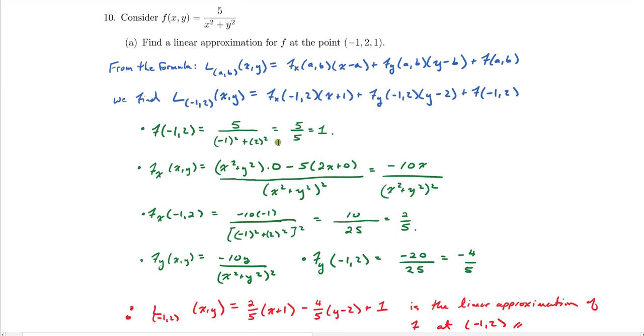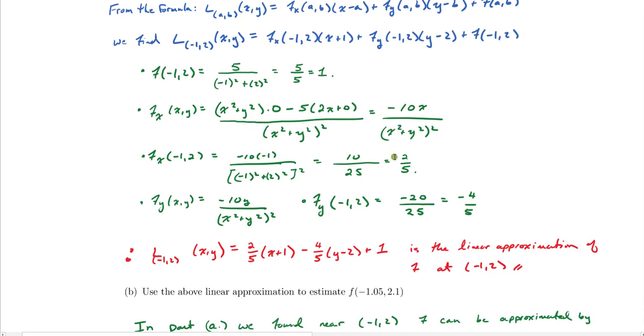So the first thing we're going to do is compute f of (-1, 2). I did that, I got 1. Then I found the partial derivative of f with respect to x. Notice that to do that, I had to do the quotient rule. I guess I could have rewritten this as 5 times (x squared plus y squared) to the -1 power and done a chain rule. That would have been fine. But I went ahead and did the quotient rule on that.